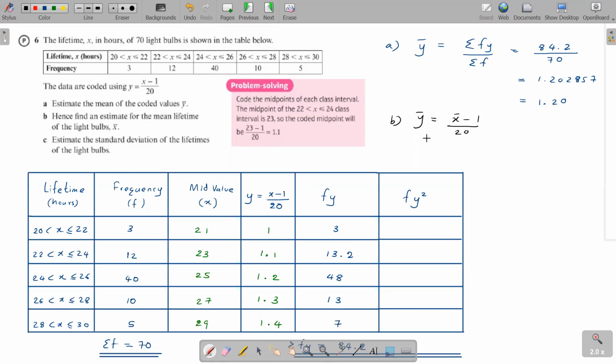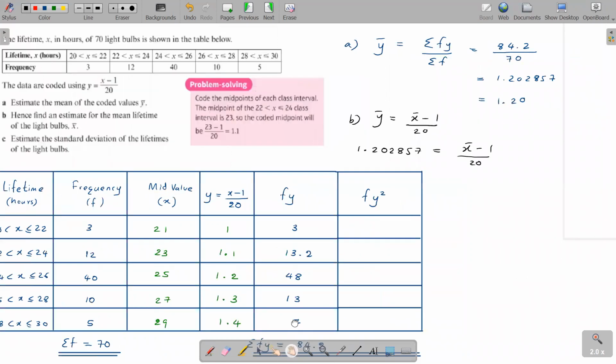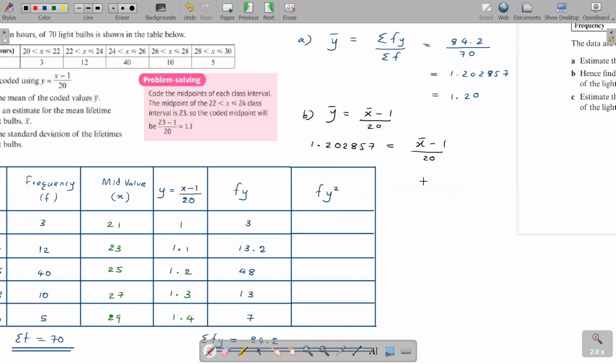Okay. So y bar, we got the answer as 1.202857, you can use a few extra decimals if you want. That equals (x bar minus 1) over 20. Which means x bar will be 1.202857 times 20 and then add 1. Got it? And give it to maybe 3 SF. So it's 25.057, which means 25.1.